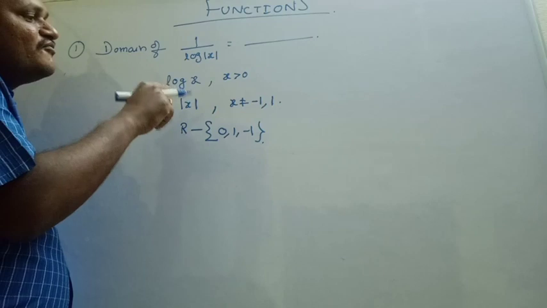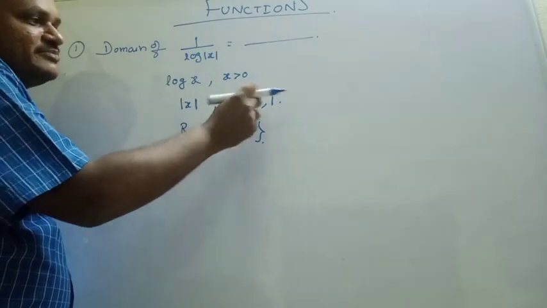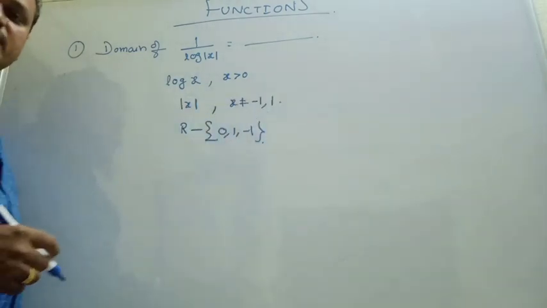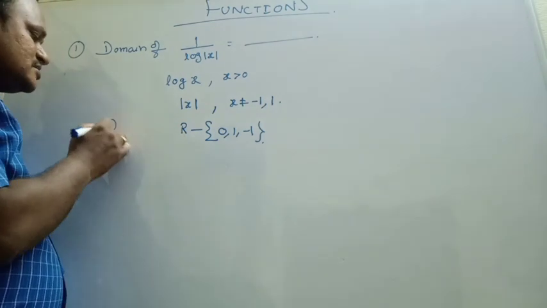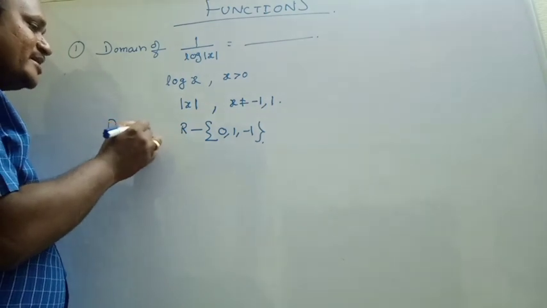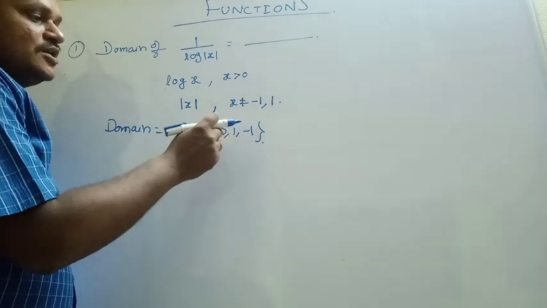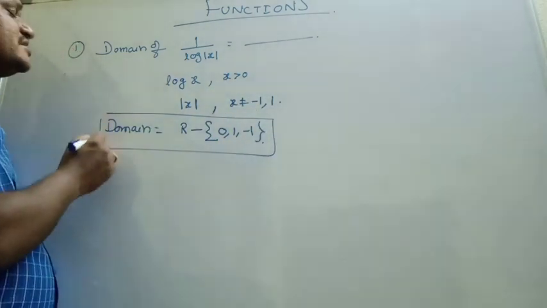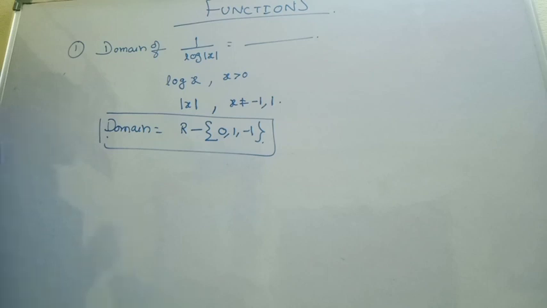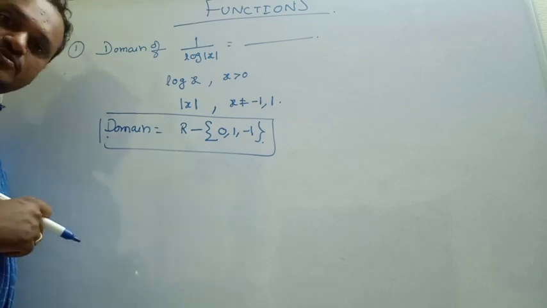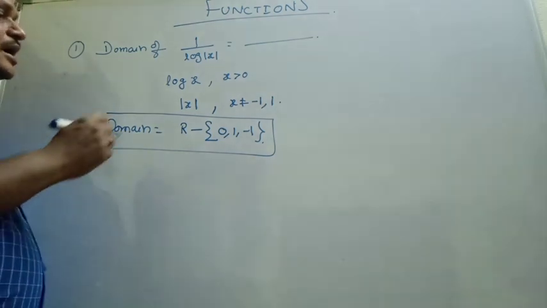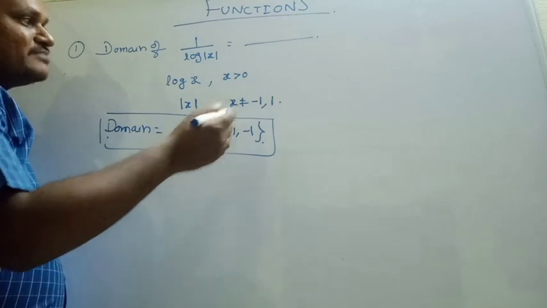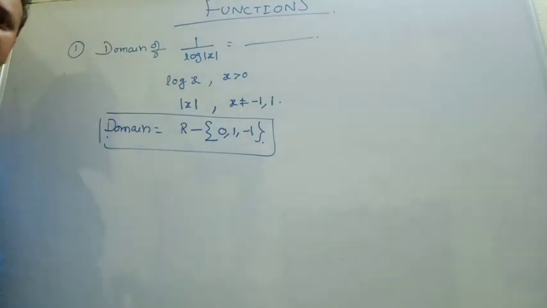Therefore, since we have mod x, x should not be equal to minus 1 and 1. Therefore the domain of this is R minus {0, 1, minus 1}. This is the total domain of this given function f of x. R minus {0, 1, minus 1} is the domain of this particular function, right?